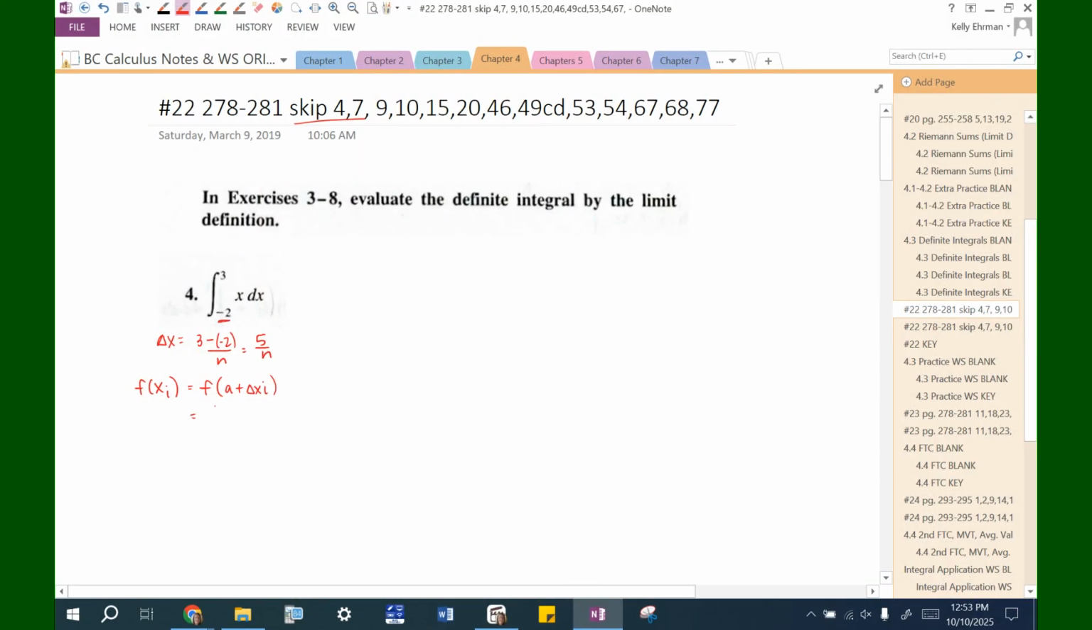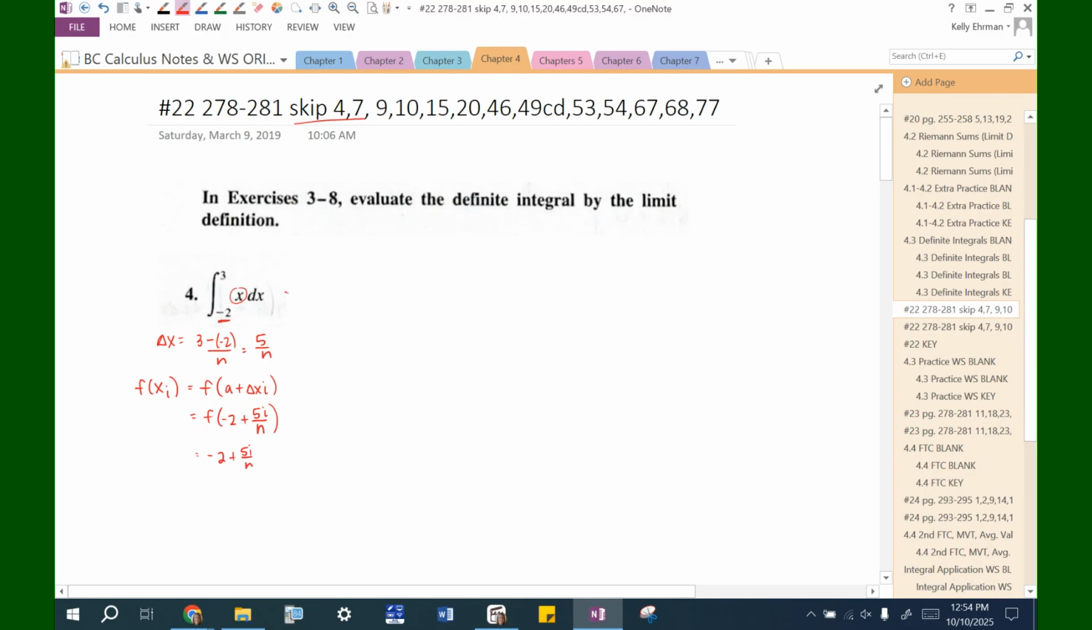A in this problem is negative 2. It's f of negative 2 plus delta x we just found, 5 over n. You can put the i up there with it. And f of x is just the function x. So that's actually just going to be negative 2 plus 5i over n.